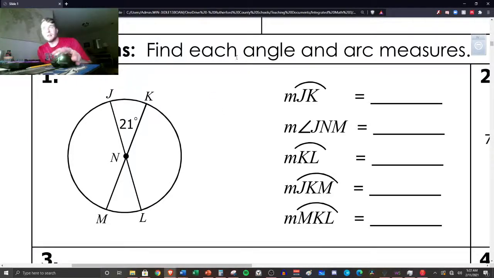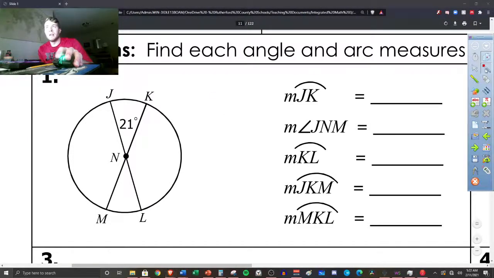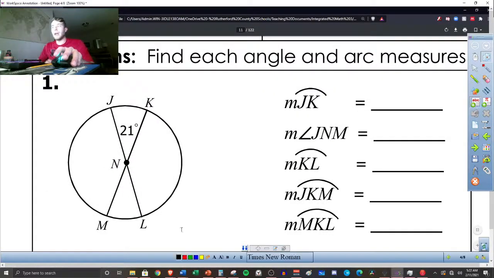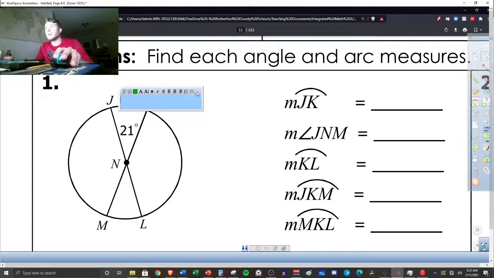All right. So you had some time to attempt this problem, and we need to remember the rules that we had in our last lesson. And for this first one, measure of JK, well, that's the arc. So this symbol here means arc, all right? And this is our central angle, this 21 degrees. And one of our rules that we wrote down is that arc measures are equal to their central angle, their intersected central angle, okay?